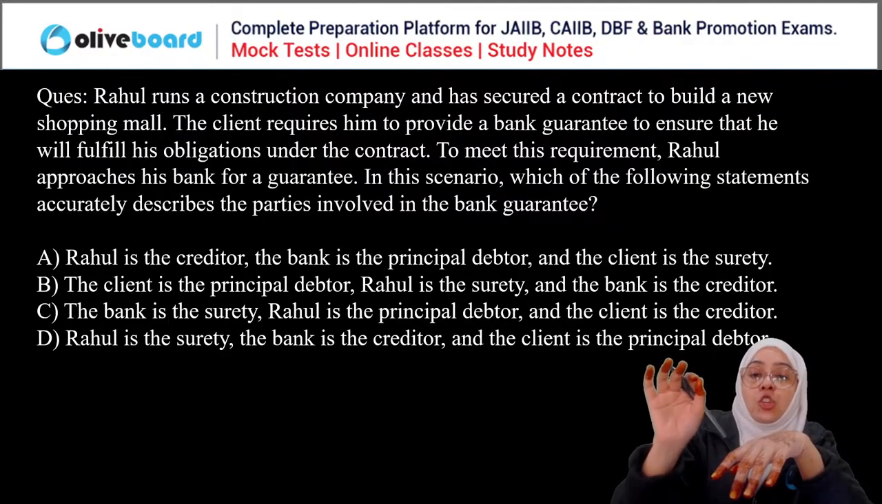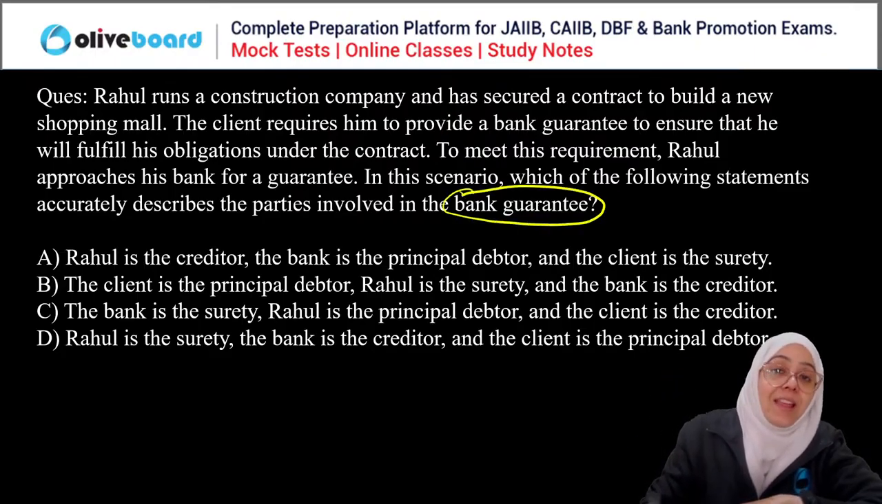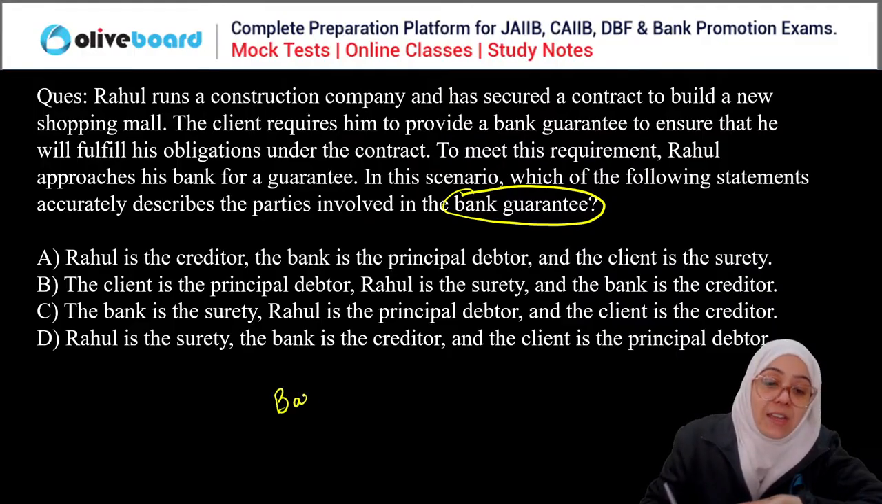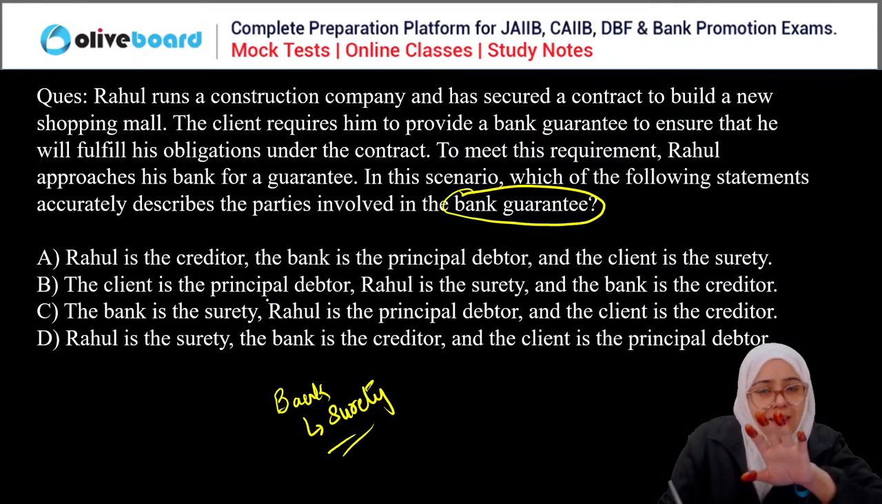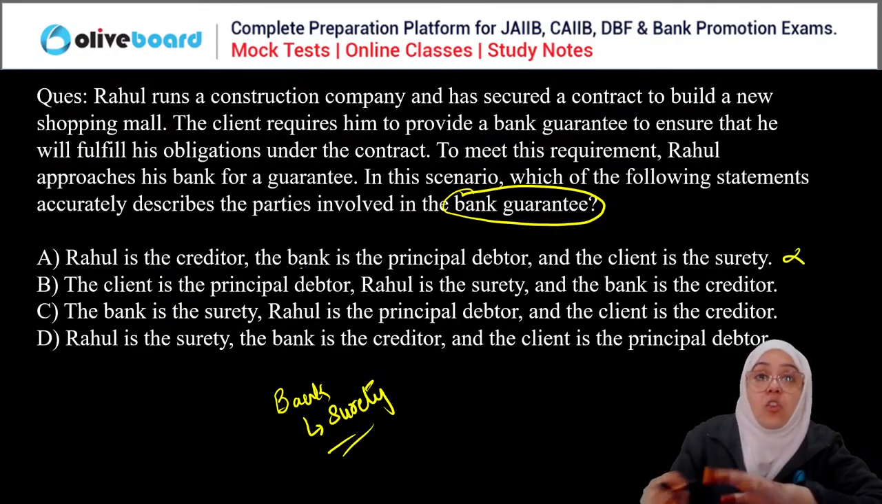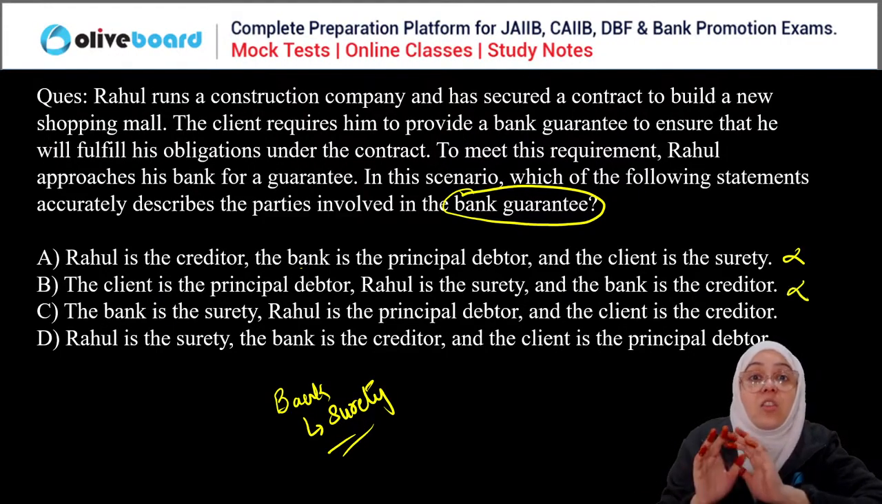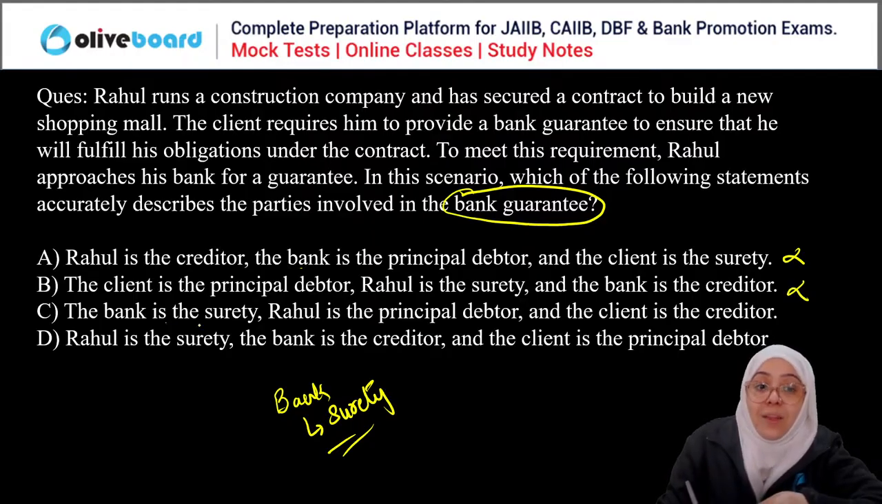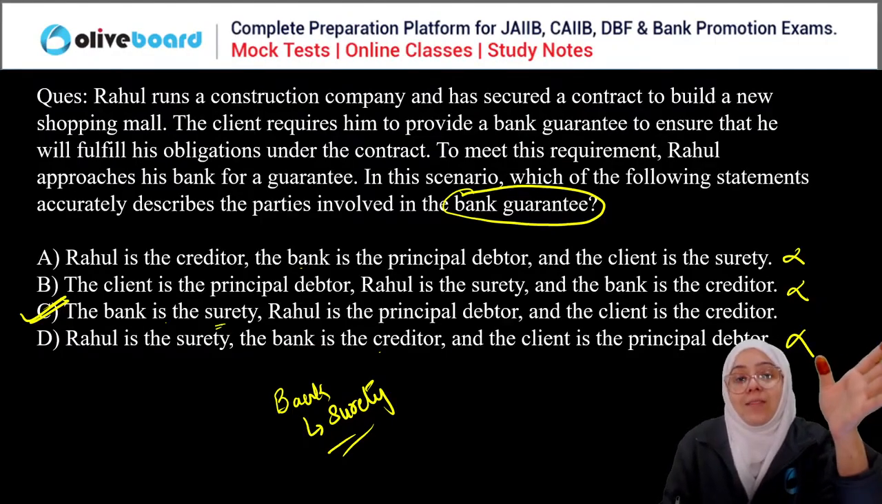Bank is the surety, because see, it is a bank guarantee. So when there is a bank guarantee, the bank definitely is the surety. There is no doubt on this point. Now in all this, just apply the elimination method. In this, the bank is the principal debtor. This cannot be the answer in any case. In this, the bank is the creditor, cannot be the answer. In this, the bank is the surety. It can be the answer. So, very easy. C is the correct answer. Only from the very first point, C is the correct answer.